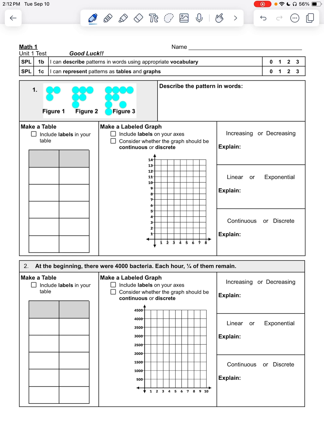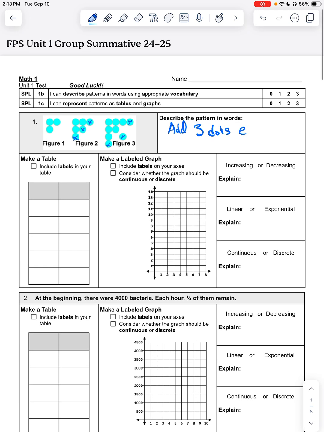First thing I have to do is figure out what's going on. One way I do this is I just kind of mark which ones were new. 1, 2, 3, those were new. And then on the next figure, 1, 2, 3 new ones. So what's happening? We add 3 dots each figure. We need to make sure that you address both each figure and the number of dots. So just add 3 dots is not enough. You have to say every or each one figure. Each time we go over one figure.